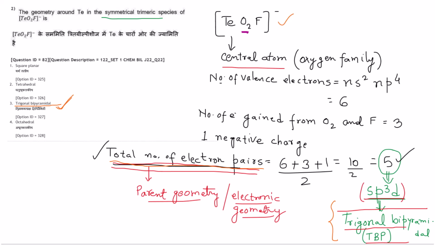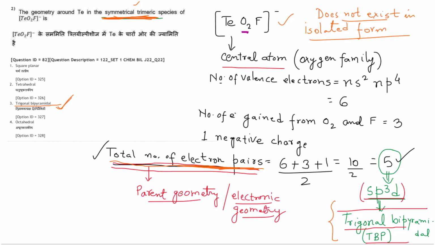So I hope this explanation was clear to you. It is not a straightforward answer. First, you have to calculate the total number of electron pairs by applying the VSEPR theory, and then you have to focus on the question which says symmetrical trimeric species, because this particular compound chemically does not exist in isolated form. And that is why the question specifically says symmetrical trimeric.